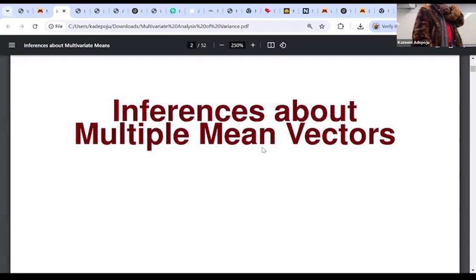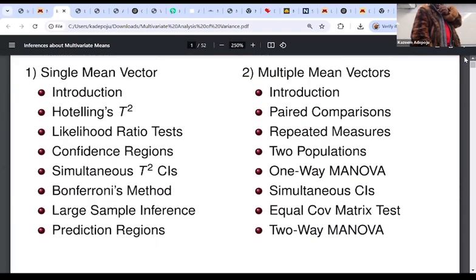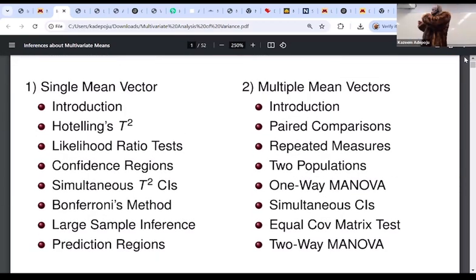Now, in the outline for the multiple mean vectors, I'm going to have an introduction. I'm going to talk about paired comparisons, repeated measures, and two populations. That is where we're going to stop today. Of course, on Friday, we're going to continue with one-way multivariate analysis of variance.